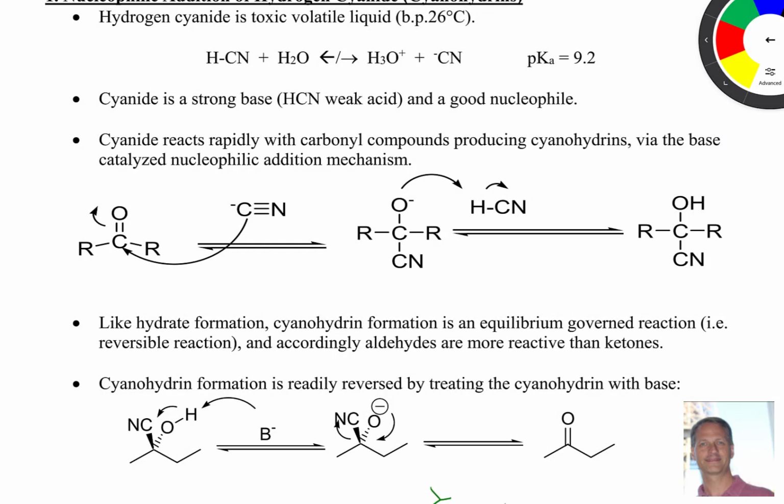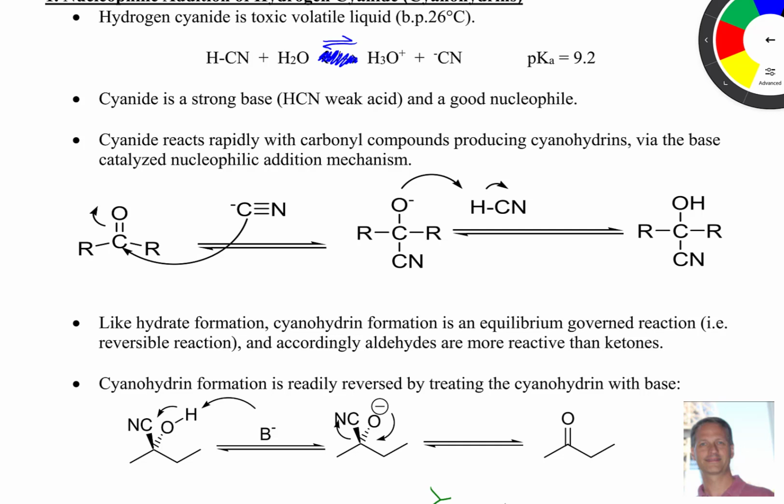All right, so let's take a look at carbanionic nucleophiles. It's nucleophilic addition of hydrogen cyanide, or cyanohydrins, that we'll look at first. The reaction is fairly straightforward here. Hydrocyanic acid plus water, and this is an equilibrium arrow here, gives us H3O plus and CN minus. Cyanide's a strong base. It's a good nucleophile.